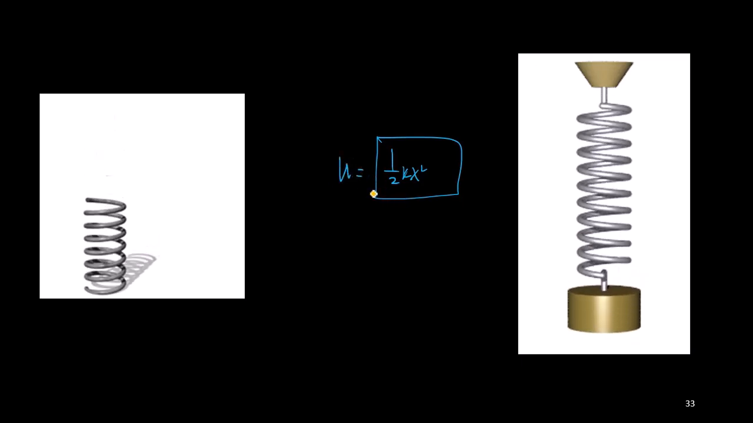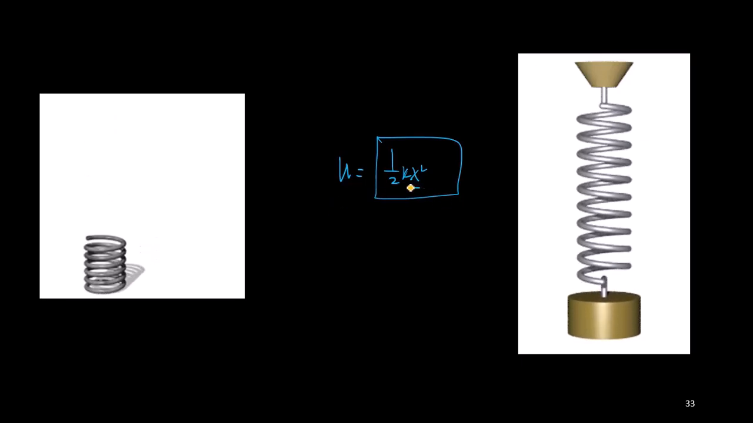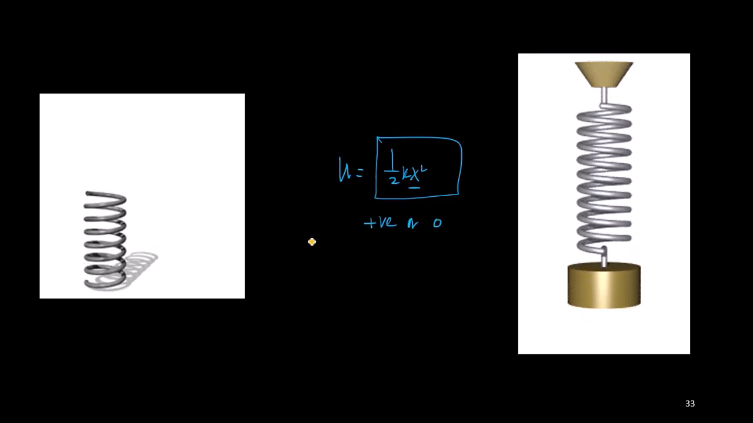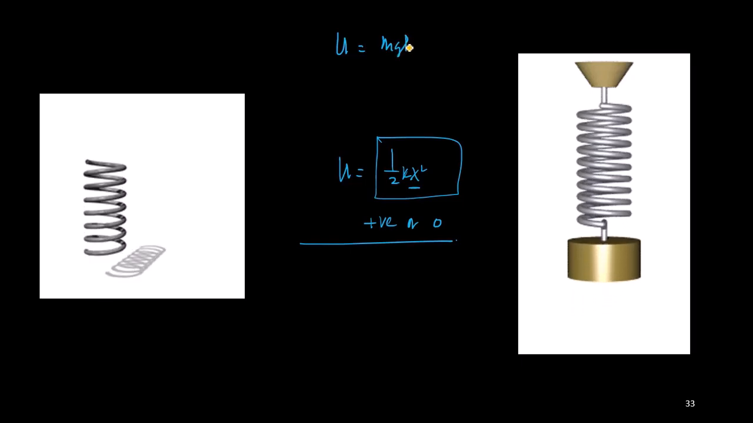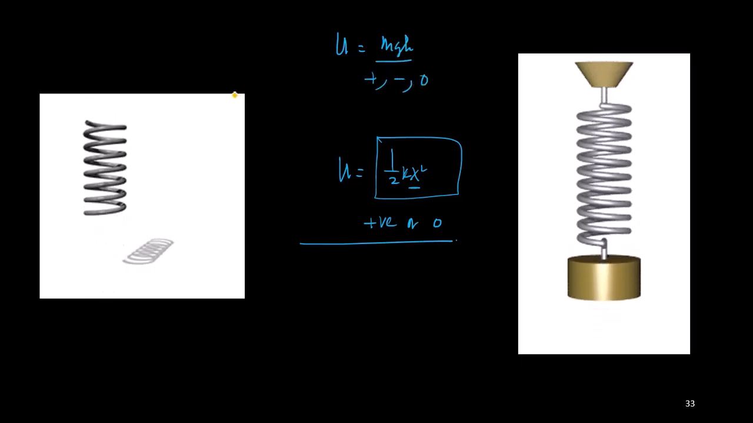And by seeing this number, what I can conclude is that this number can never be negative. Why? The term is x square, so this value is either positive or 0. But for gravitational potential energy, U equals mgh, that number can be positive, negative, or 0.